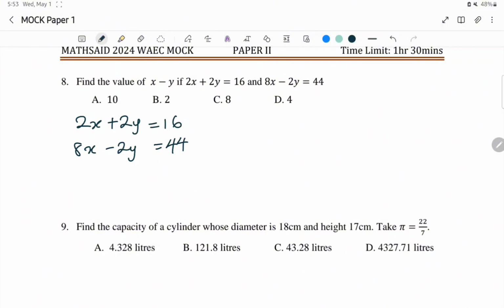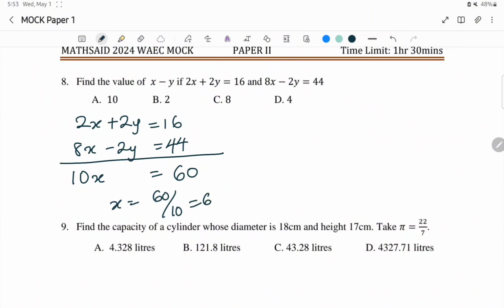So when we add equation 1 and equation 2, we will have 2x plus 8x, that's 10x, plus 2y plus negative 2y will be 0, and 16 plus 44 will give me 60. That means 10x is 60, and that would mean that x is 60 over 10, which is 6. So we can use any of the equations to find the value of y. If we choose to use the first equation, that means 2 multiplied by 6, rather than writing 2x, we are now substituting x into the equation. 2 multiplied by 6 plus 2y equals 16.